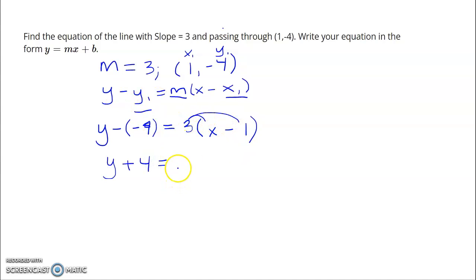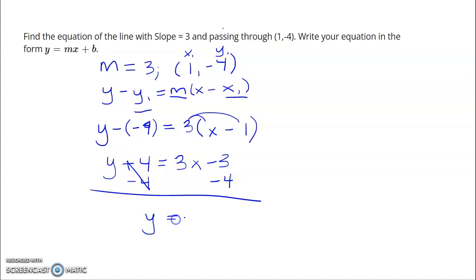Equals, let's go ahead and distribute this 3 in because we want to solve this for y. So 3x minus 3, we're going to subtract the 4 from each side. So we get y equals 3x. Now if we're down 3, we go down 4 more. How many are we going to be down? Well, we'll be down 7. So y equals 3x minus 7.